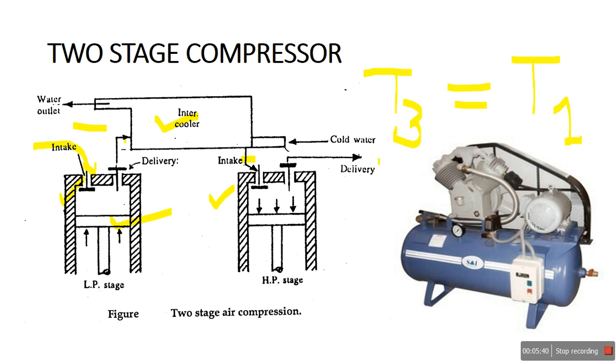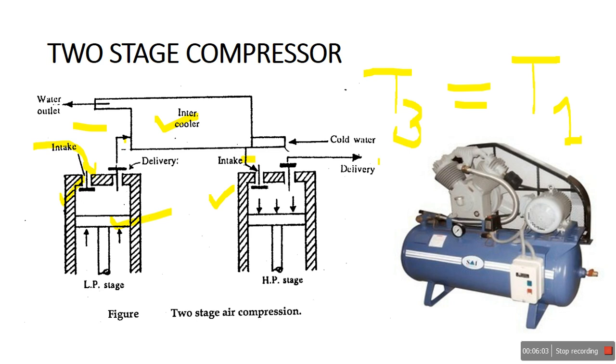The air is cooled at constant pressure, thus giving its heat to the cooling medium. It may be air cooled, or water may be surrounding the intercooler throughout. It is then taken into the high pressure cylinder, where it is compressed polytropically to the delivery pressure P3, and finally the air is delivered to a receiver at constant pressure.